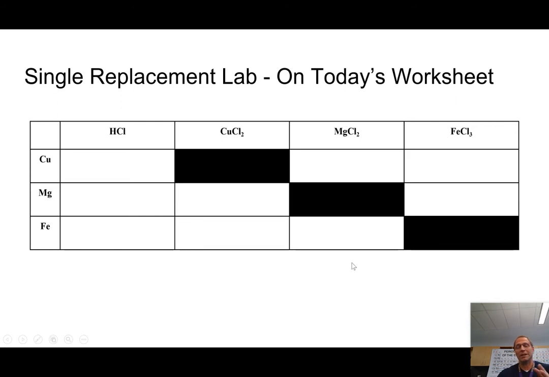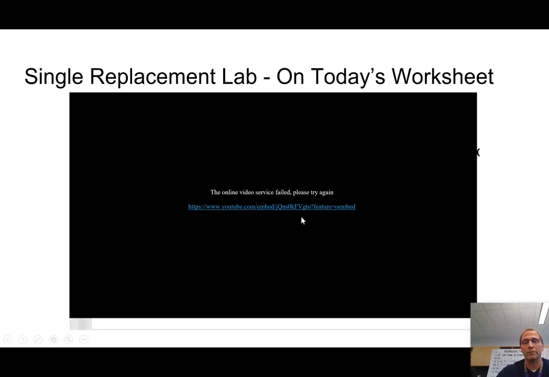This is the table that's in your worksheet. So have that out. Make sure you have that out. And we're going to end up filling it out afterwards. But I want you to watch the demo, because this will kind of explain to you how this happens. So here is the lab demonstration for today with the single replacement.